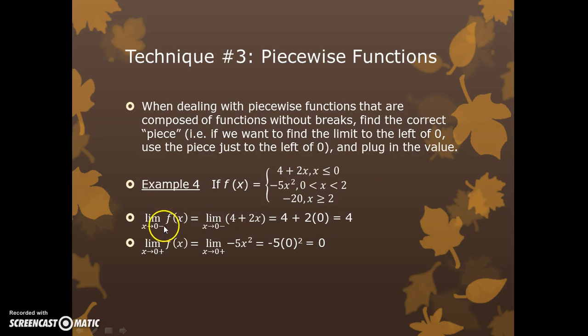Now you'll notice that the left side limit does not match the right side limit, so the overall limit as x goes to 0 of f of x does not exist, or DNE, because those left and right side limits do not match.